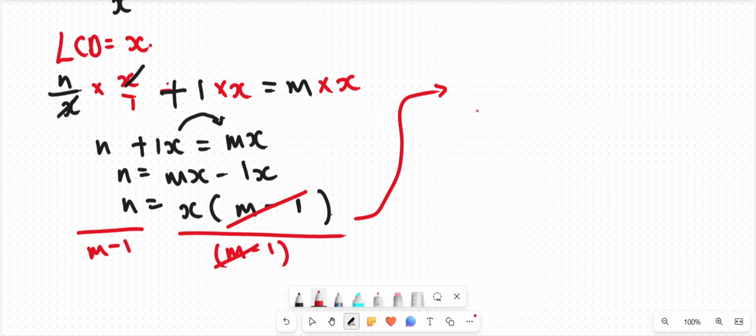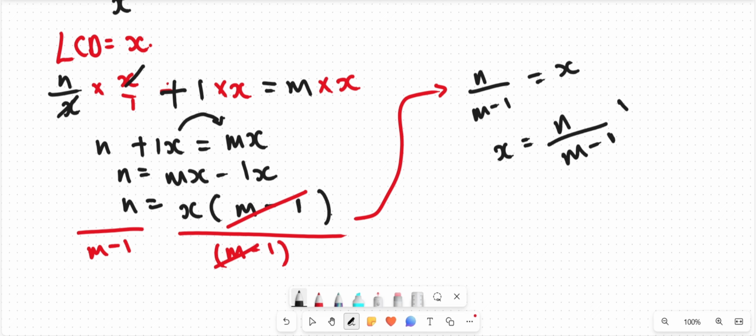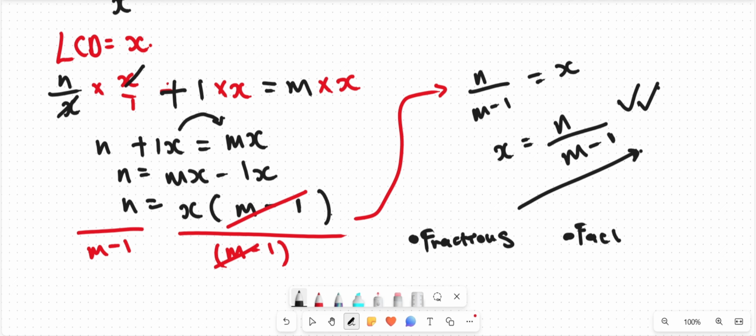And so technically n over m minus 1 is equal to an x, and so if I read it the other way around, x is equal to n over m minus 1. And there we go. This is our final answer of x. So in this question, you would have noticed that this one included fractions, but not just fractions only, it also included factorization. So know how to work with a question that has both.